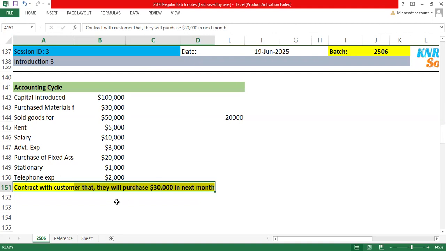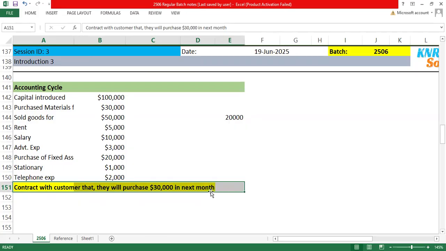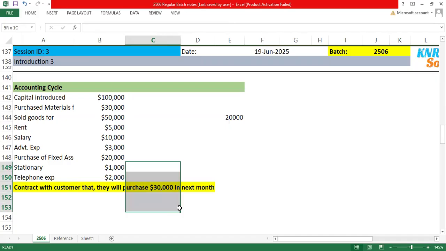Can I enter this as a no, right? Because this is purely a contract. There is no financial exchange happening during a contract signing. It can happen or it can cancel also. But this 30,000, you can't calculate or measure whether you received it or not. There is no evidence for it also.